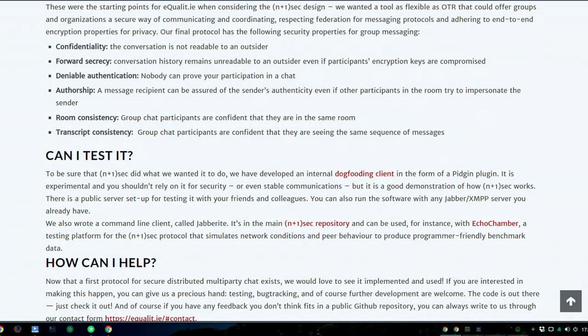So the next one is room consistency. Group chat participants are confident that they are in the same room. Okay. Transcript consistency. Group chat participants are confident that they are seeing the same sequence of messages. Those last two are things I had not thought of. No, I hadn't really thought of that either, but it does seem like those would be somewhat essential here to make sure that you really do have the confidence you want. It's one thing to have a nice, secure and deniable chat, but if you don't also have a way to believe that you're talking to the people that you want, it's certainly less useful.